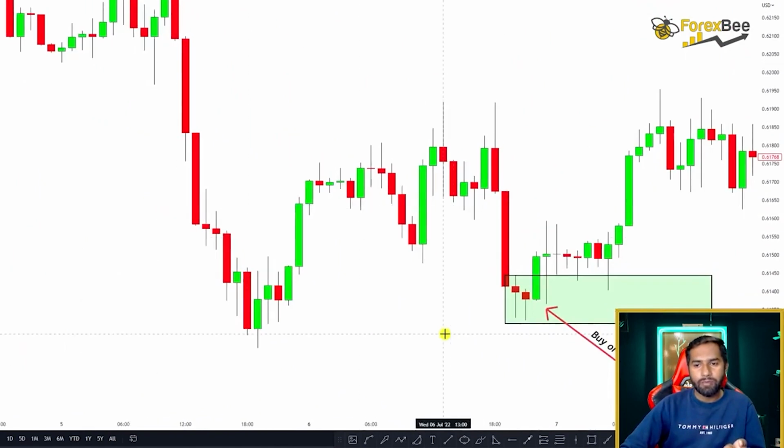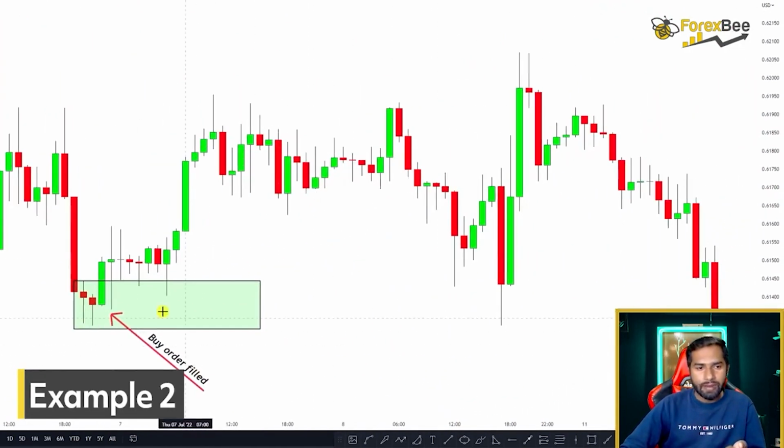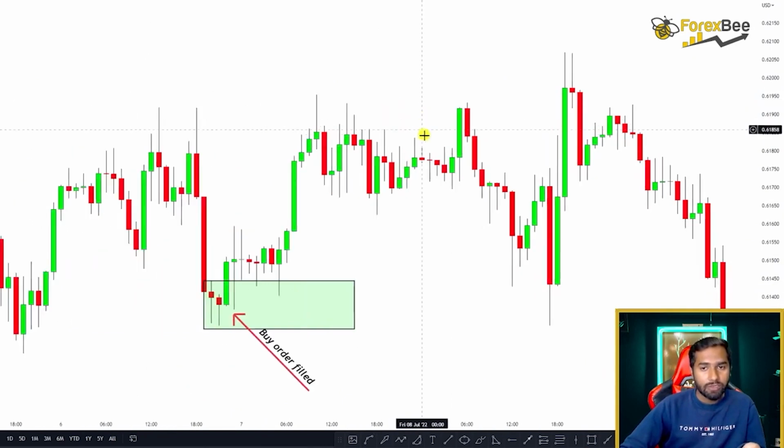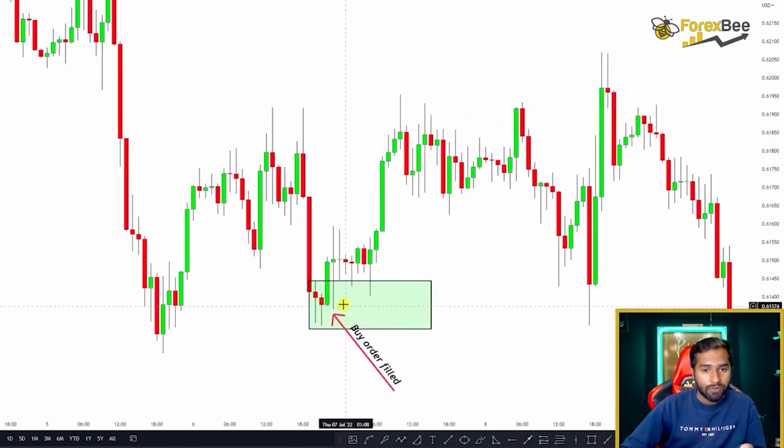If we keep moving forward, we can see that a demand zone was formed here, and this is our drop base rally demand zone, and the buy orders were filled right in the very next candle. So the market gave this bullish move in the bullish direction. This is again a very good demand zone, and again a very good place for the market to come back to pick the pending orders.